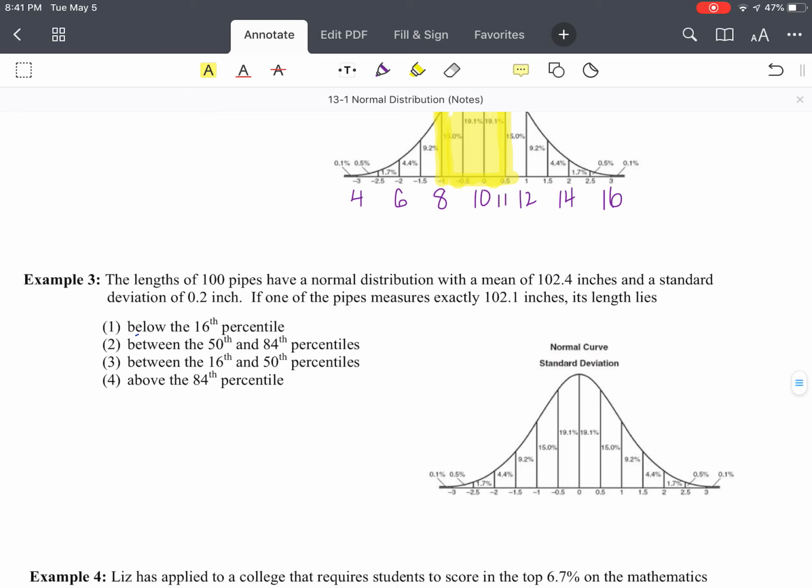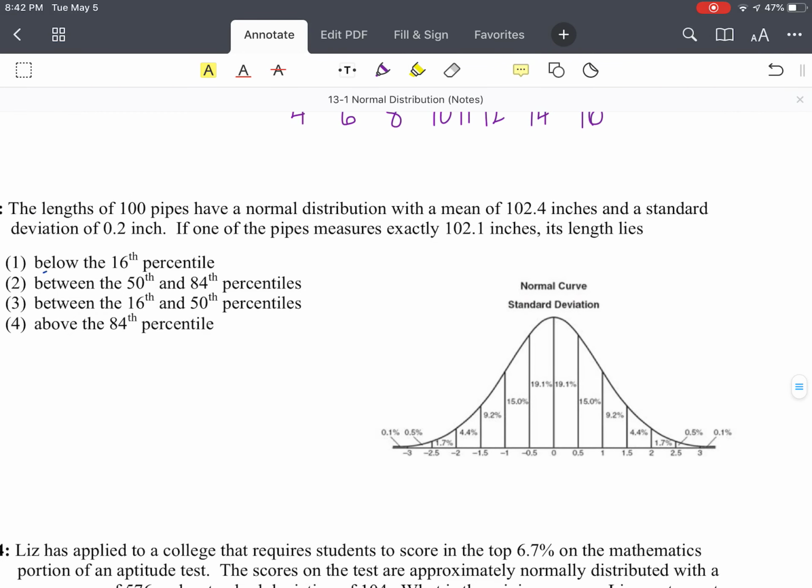Number 3, we're talking about pipes that come off an assembly line. So things that come off an assembly line are often normally distributed as well. So lengths of pipes, weights of, let's say, cereal boxes. You would think that they're all exactly the same, and they're not. They're all really close to each other, which means their standard deviations will be smaller, but they're not all exactly the same. So we have these pipes that came off, and the mean length of the pipe is 102.4, but they're not all exactly 102.4. The standard deviation is 0.2 inch. So some are longer than 102.4 and some are shorter.